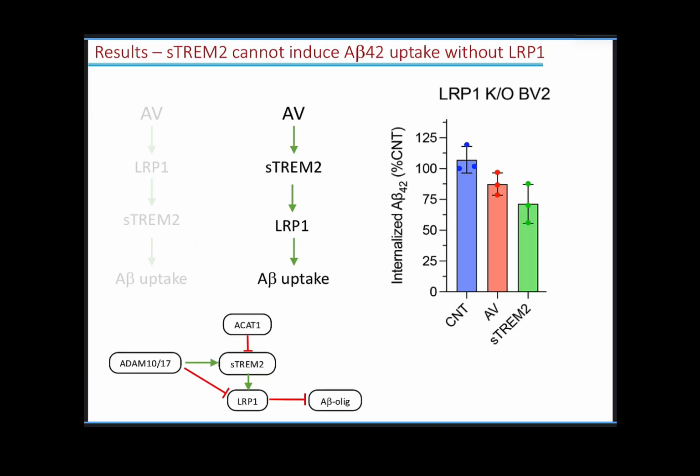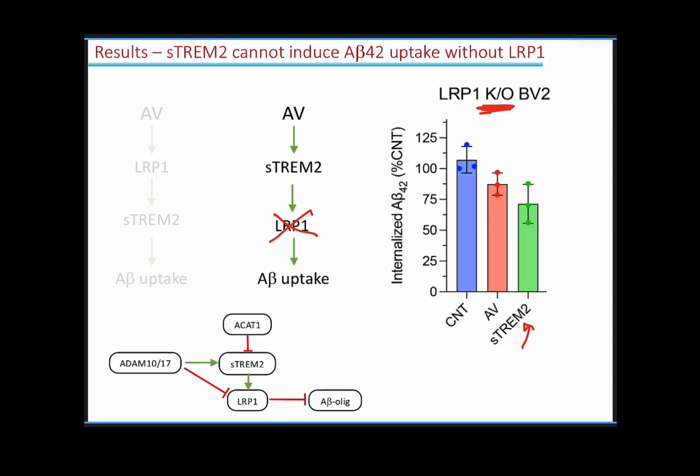What they did is they said, okay, we're going to treat the cells with soluble TREM2. So that's what we're adding to the media. They already had that. That's easy. We'll add soluble TREM2, but we'll add it to cells without LRP1. So they added it to LRP1 knockout cells. And remember all those previous times that soluble TREM2 increased the uptake of A beta? When they offer soluble TREM2 to cells without LRP1, no difference.